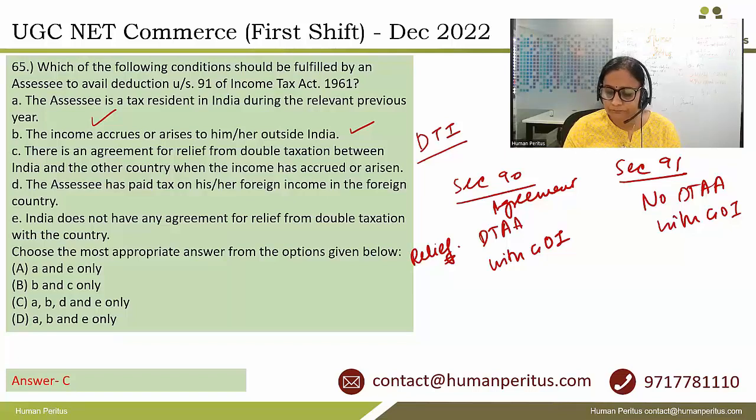Okay. So section 90. Here comes the option C picture, right? Option D says the assessee has paid tax on his or her foreign income in the foreign country, right? Okay, this is also applicable. India does not have any agreement, so this is more particularly referring to section 91. So this option C is not referring to it. Statement E is referring to section 91, wherein there is no DTA with the country in which the tax has been paid. So accordingly, A, B, D, and E, that is reflected through capital C option. So capital C is the correct option to this question, right?